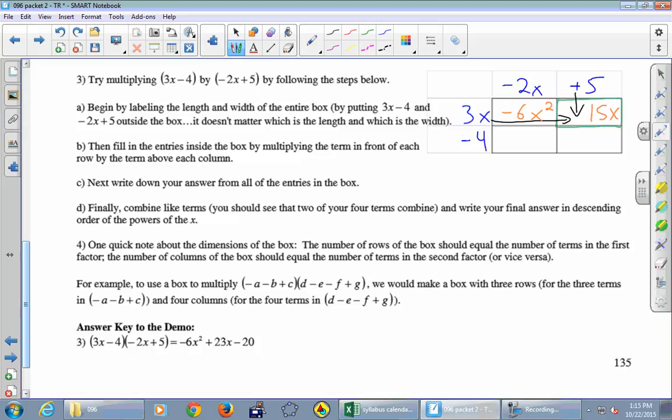Bottom left is 8x. Okay, it's totally fine to put 8x. I am going to try to be in good habits here and put a symbol in front of every one of these things. What's the symbol in front of the 8x? Is a positive sign, right? It's okay if you don't put it. 15x is also positive. Just think it's going to help a little bit. And then in the bottom right is negative 20.